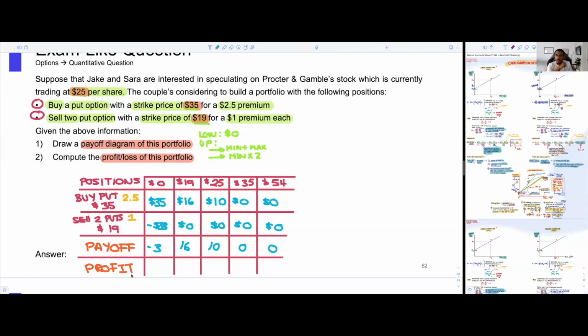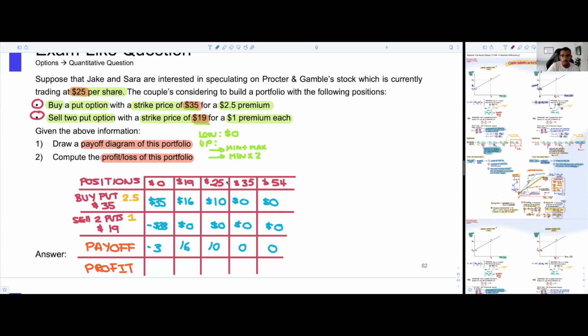On an exam question, honestly, what you just did here is enough. And you could go deeper. You could look for other prices in between 19 and 25 and in between 0 and 19. But in this case, it's probably not the most relevant thing to do unless they ask you for a specific exercise price, okay? And for profit.